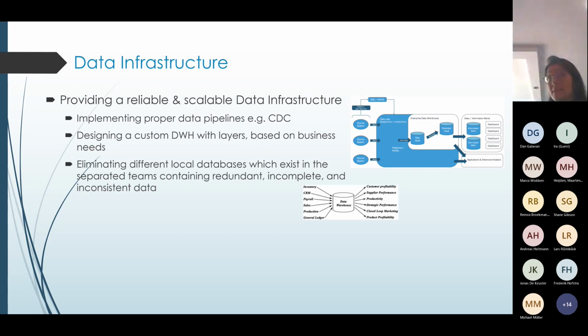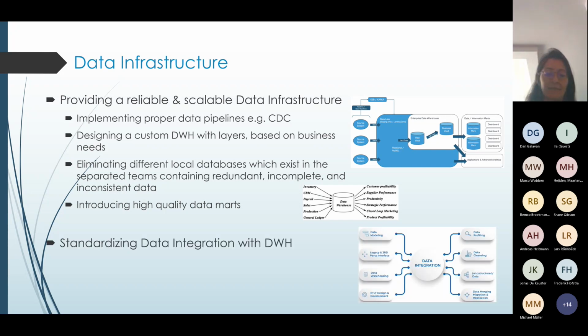Based on my experience, what was very important in this process was slowly eliminating the local databases that existed in separate teams, to ensure that redundant, incomplete, or inconsistent data would not be produced again and again, and ensuring that the merge of data happens in your data warehouse. And of course, introducing high quality data marts for the reporting part.